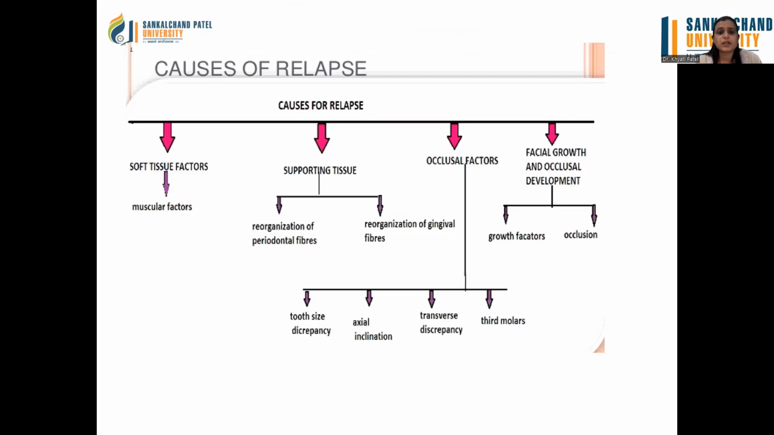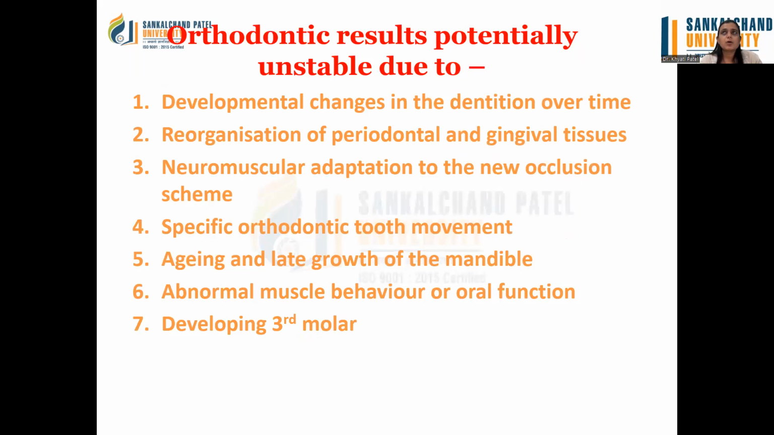Now, what are the causes of relapse? The causes of relapse include soft tissue factors, in which there is a muscle factor. Then there are the supporting tissues: reorganization of the periodontal fibers and reorganization of the gingival fibers. Then occlusal factors, including tooth size discrepancy, axial inclination, transverse discrepancy, and sometimes third molars. Then facial growth and occlusal development. Orthodontic results are potentially unstable due to developmental changes in the dentition over time.